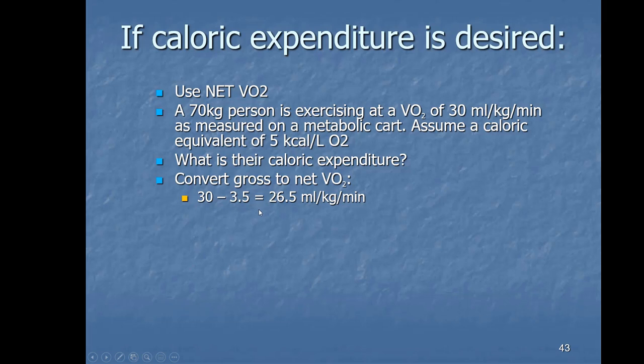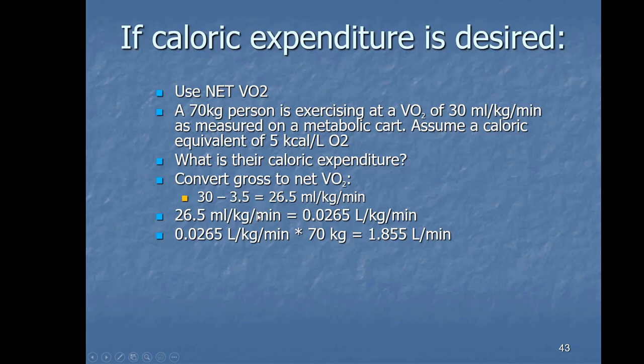And then we would convert that to absolute units, and you can see my calculations here. Given the person's body weight of 70 kilograms, we get 1.85, 1.86 liters per minute. Then to get kcals per minute, we multiply that by 5, because we're always going to use 5 kcals per liter as our caloric equivalent. At this intensity, the person has a net energy expenditure of 9.3 kcals per minute.